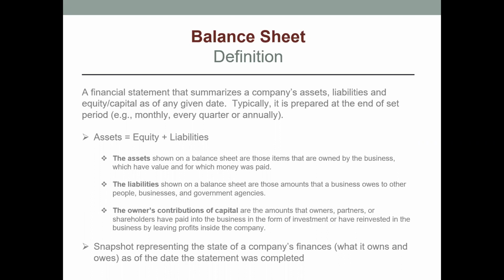The liabilities shown on a balance sheet are those amounts that a business owes to other people, businesses, and government agencies. The owner's contributions of capital are the amounts that owners, partners, or shareholders have paid into the business in the form of investment or have reinvested into the business by leaving their profits inside the company. So a balance sheet is a snapshot representing the state of a company's finances, what it owns and owes as of the date the statement was completed.